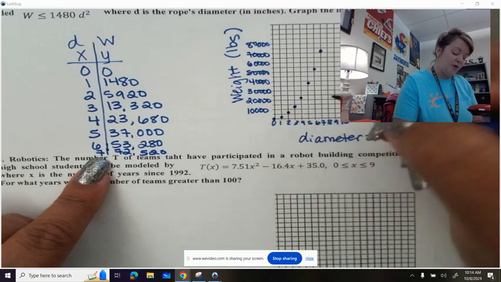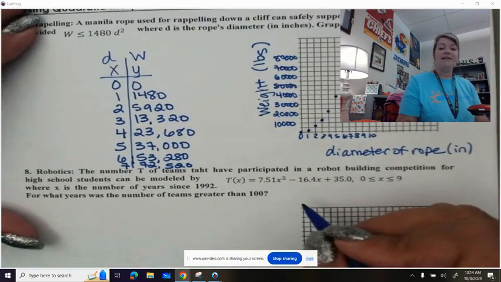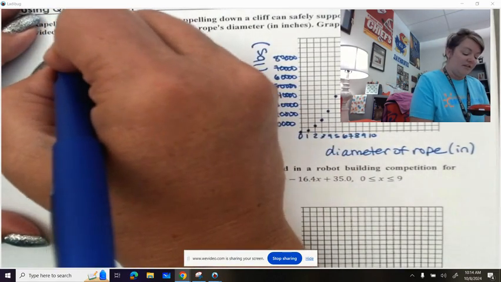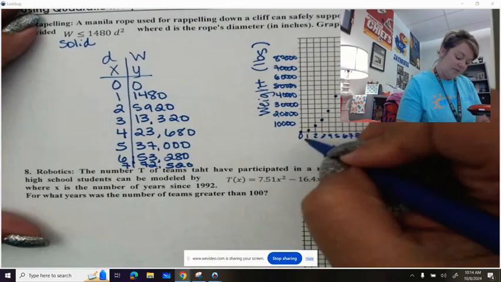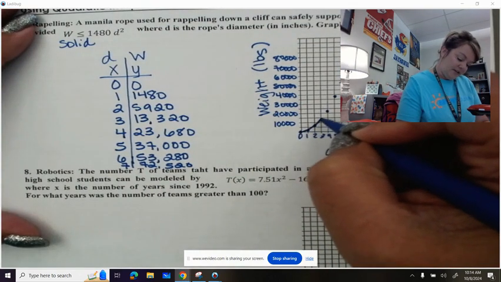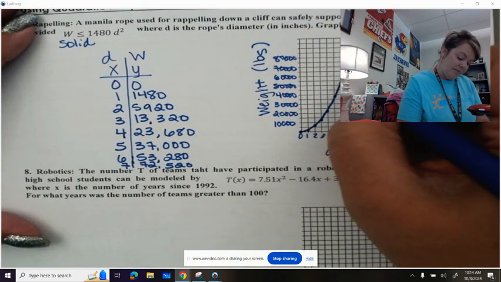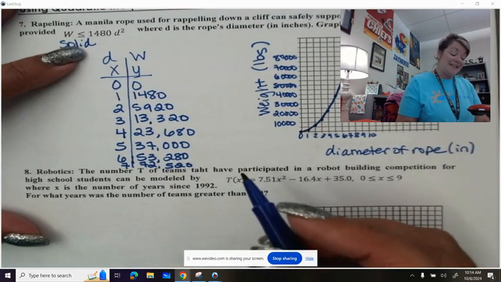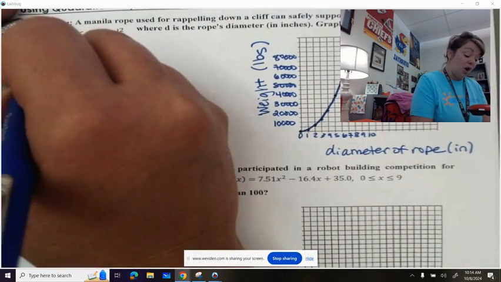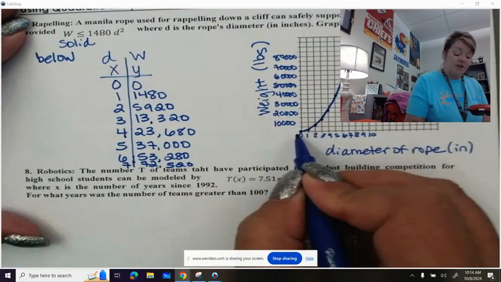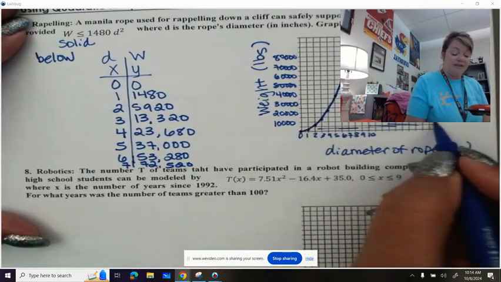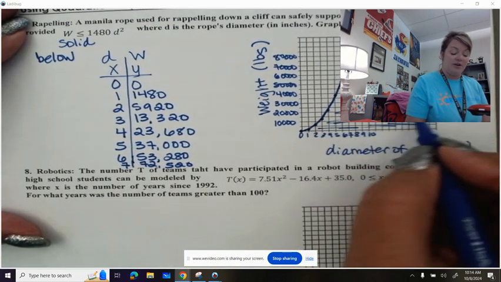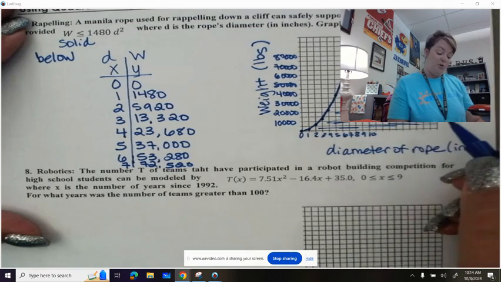And we can see it's forming a parabola. And it's less than or equal to, so it's going to be a solid line. Okay, so I only worry about the positives here because I'm not going to have a negative diameter on my rope. Okay. And then it's less than, which means I'm going to shade below. So here's my vertex. So I would shade below, which means I'm going to shade all this. So this is the diameter and the weights that the rope would hold.